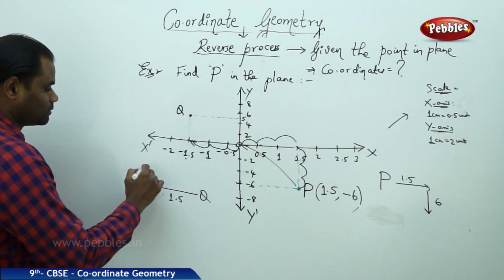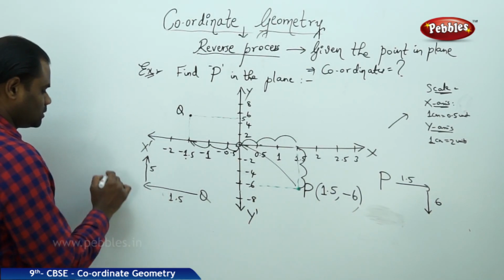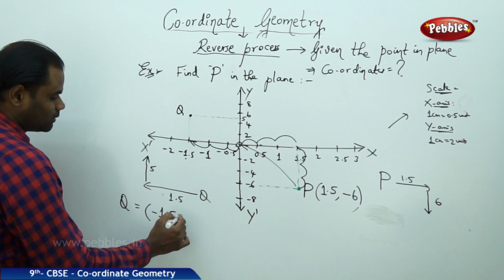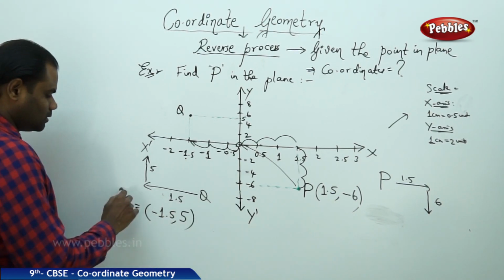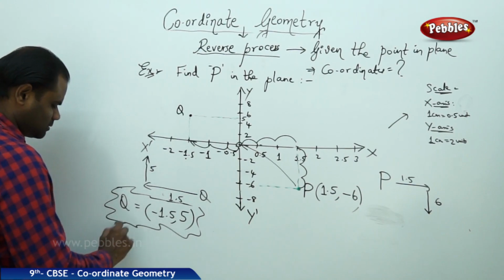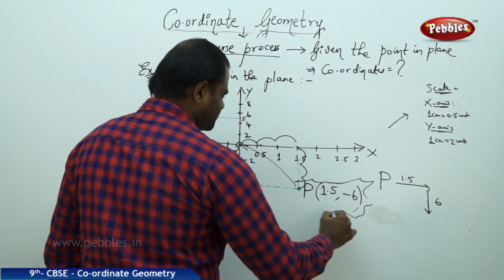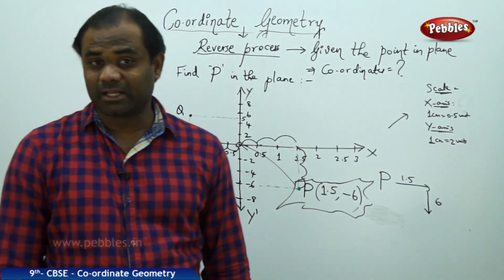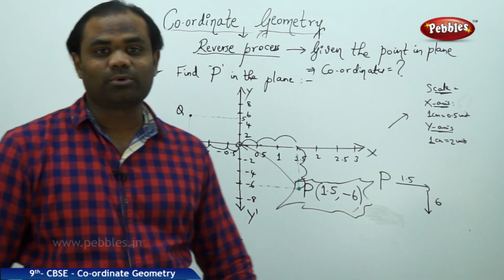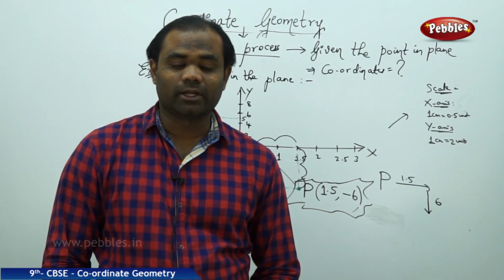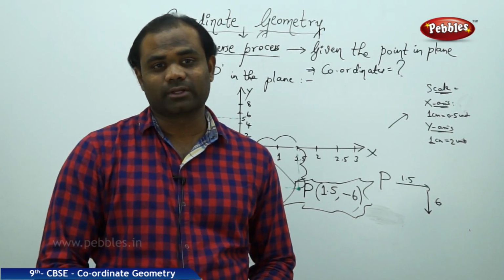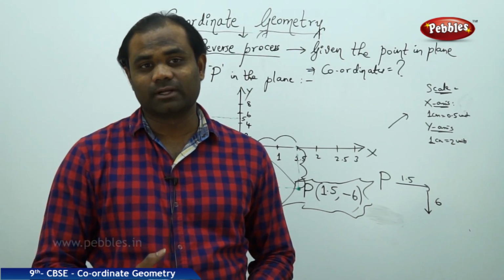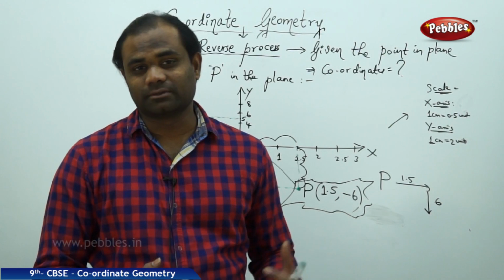Therefore, the coordinates of Q are minus 1.5 and 5. So P is 1.5, minus 6 and Q is minus 1.5, 5. This is locating the point from its plotted position, locating the coordinates of P using the reverse process of understanding the graph, which is what this session is about.